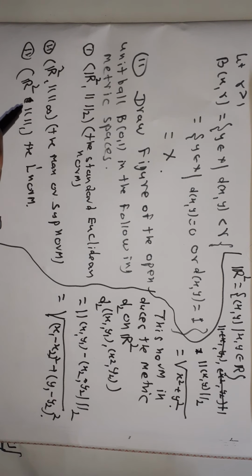This norm 2 of x comma y is equal to the square root of x square plus y square. This is the norm 2 on R2. Now this norm induces the metric D2 on R2, where D2 distance between the points x1 comma y1 and x2 comma y2 is equal to the norm 2 of x1 comma y1 minus x2 comma y2, which is equal to the square root of x1 minus x2 the whole square plus y1 minus y2 the whole square.